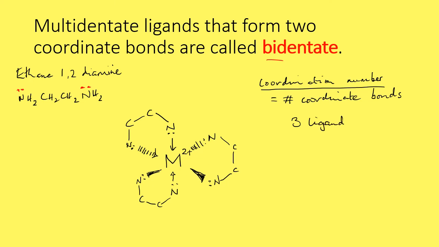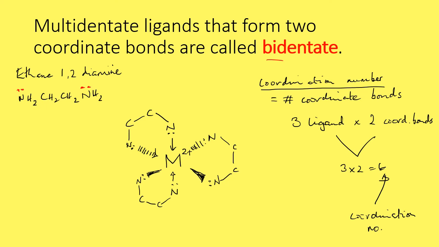each of which are bidentate. So we've got 2 coordinate bonds per ligand, right? So 3 times 2 is 6. So we've got 6 coordinate bonds altogether, and so the coordination number is 6. That's the coordination number.